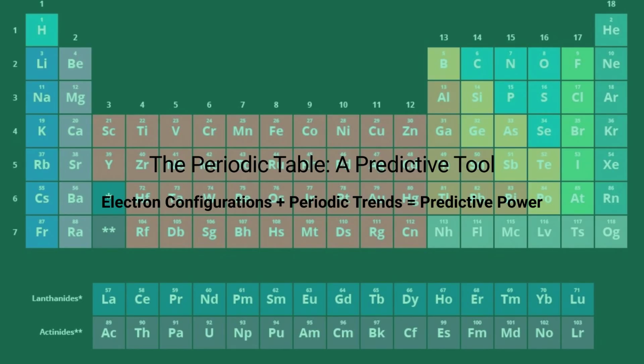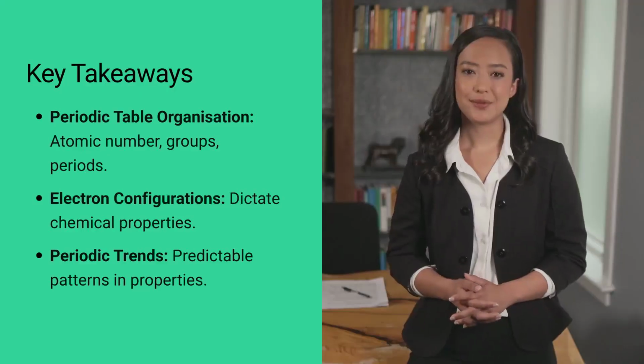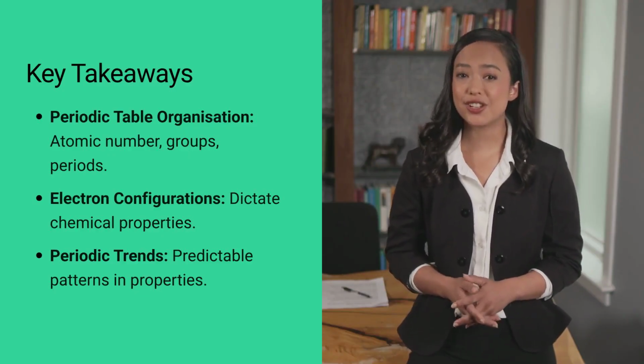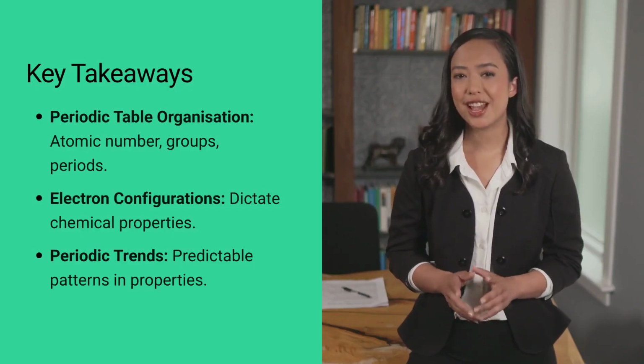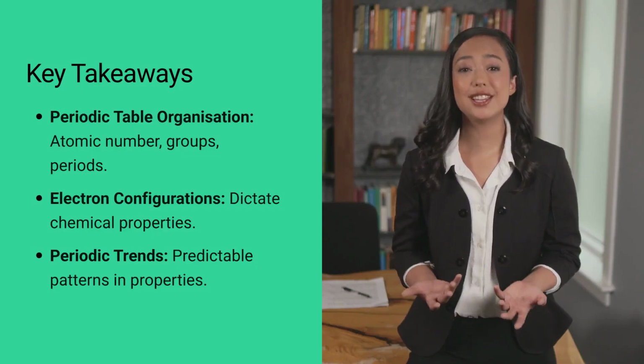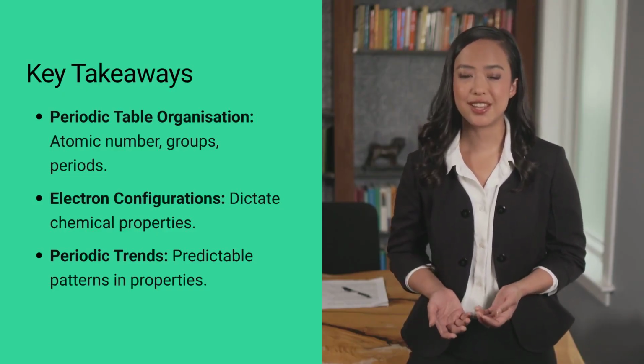table's predictive power. It allows us to anticipate how elements will behave, form compounds, and react with each other, all from its elegant structure. To recap, we've explored the periodic table as an organized system, delved into the animations of electron configurations to understand reactivity, and visualized key periodic trends like atomic radius and electronegativity. These concepts are fundamental to chemistry.